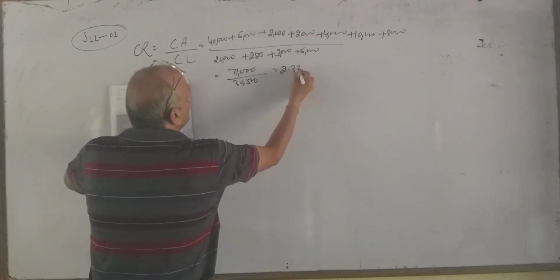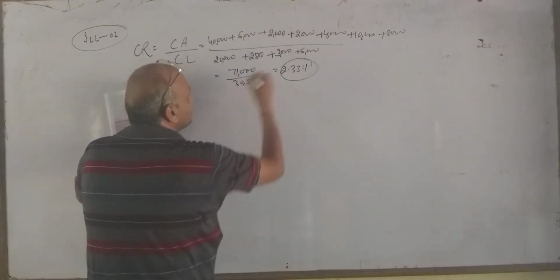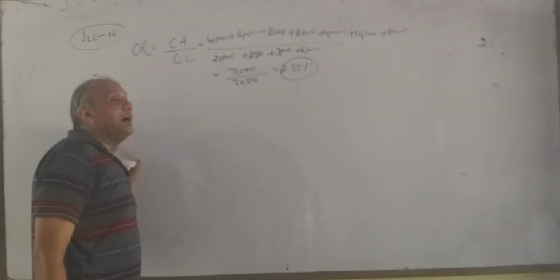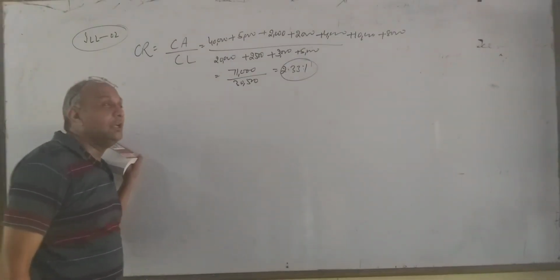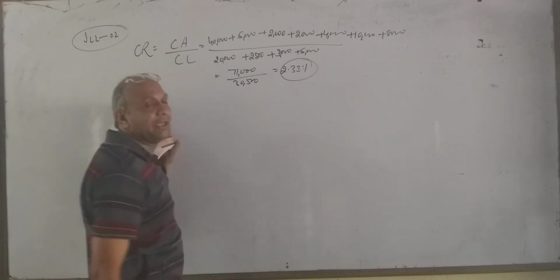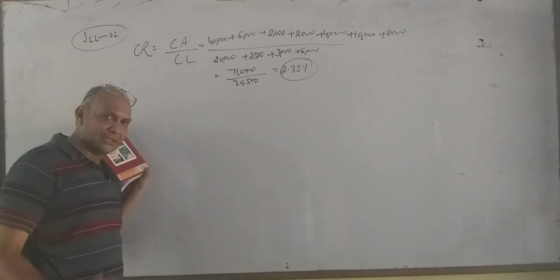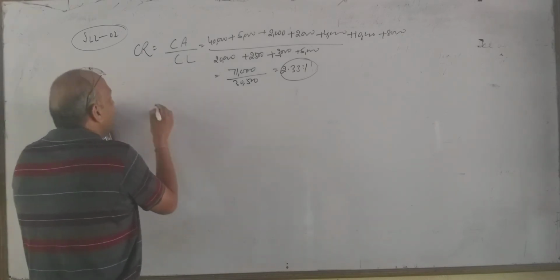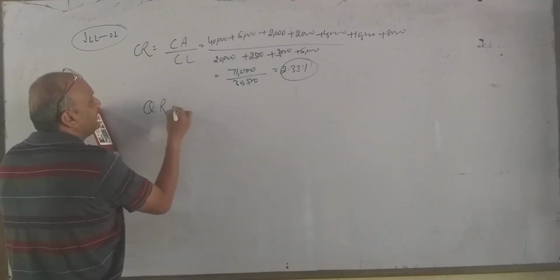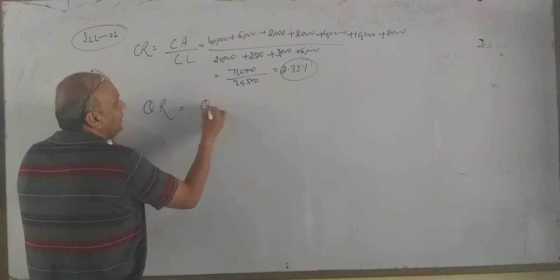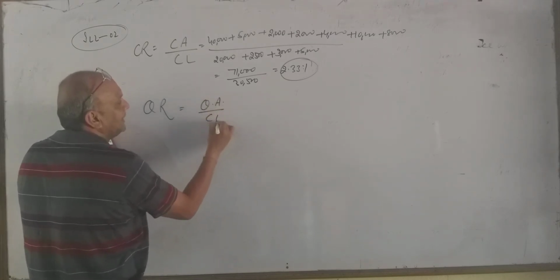Our answer comes 2.33:1. It means our current ratio is very good because it is a little bit more than our ideal current ratio, which is 2:1. I think the meaning is clear to all of you. Now we will be calculating quick ratio, which is equal to quick assets upon current liabilities.